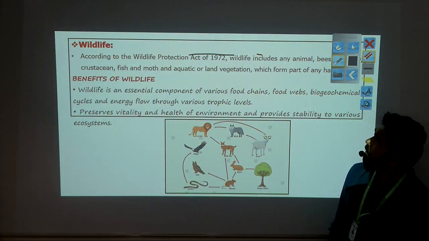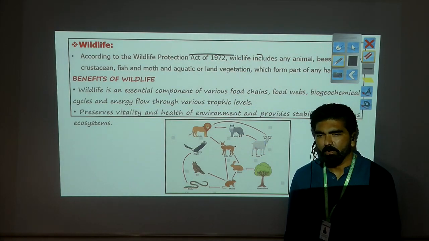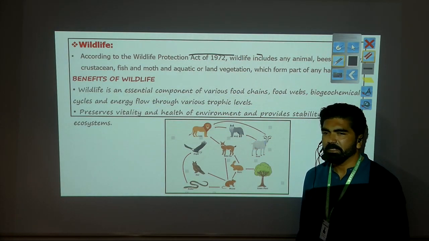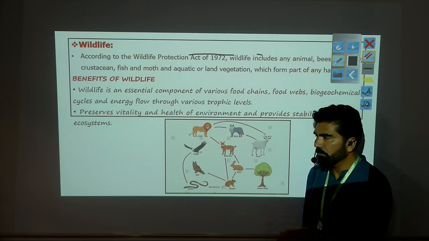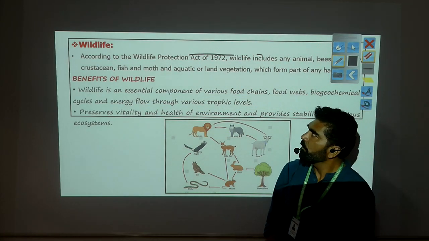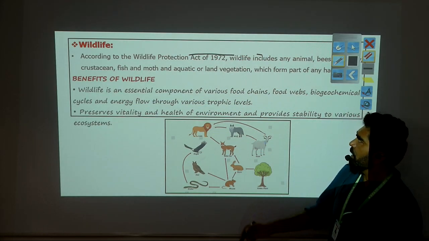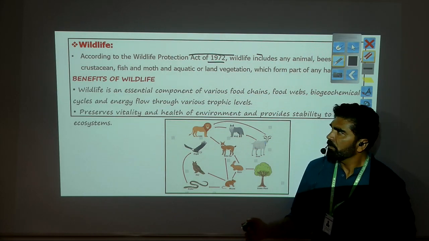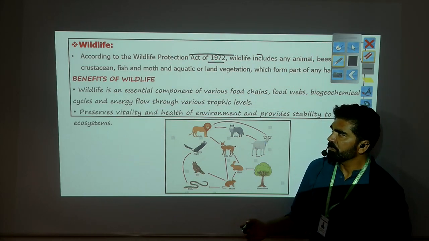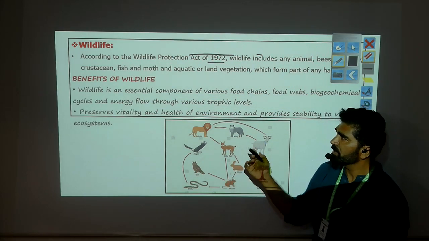Within this, wildlife is nothing but the animals which are not domesticated. All the animals living in their protected area or in the wild. This Wildlife Protection Act was established in 1972. When we see wildlife and their benefits, it is like this.